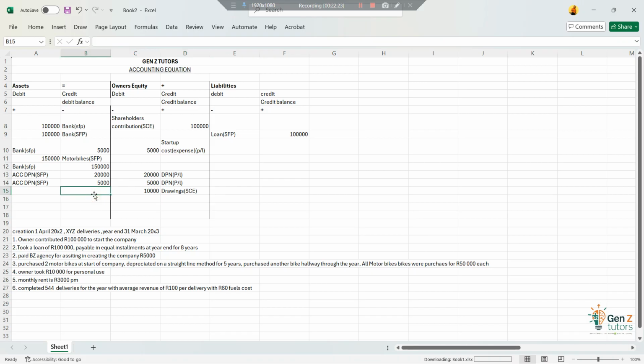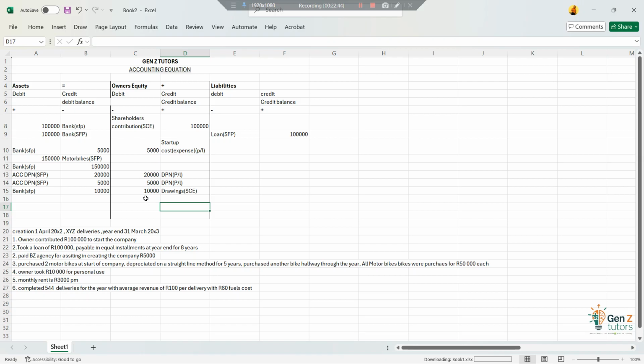And then the contra account would be, now they took money. Where did they take the money from? From our bank account. So now you're going to say bank, SFP, and then that's done. So now you see your accounting equation is still in balance. Everything you do on the right hand side, you do on the left hand side.